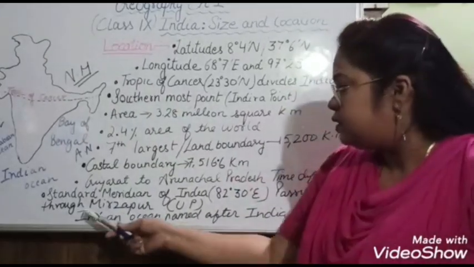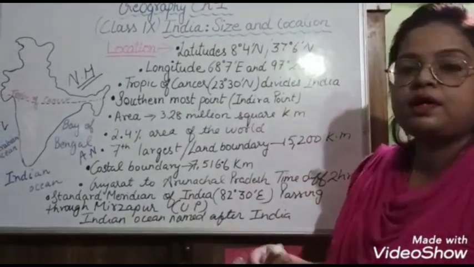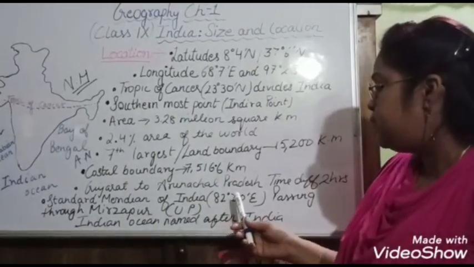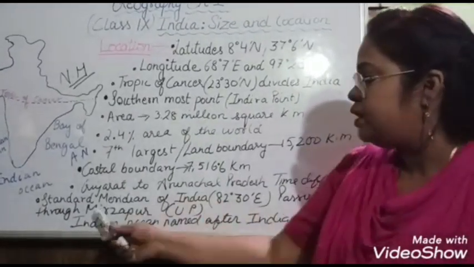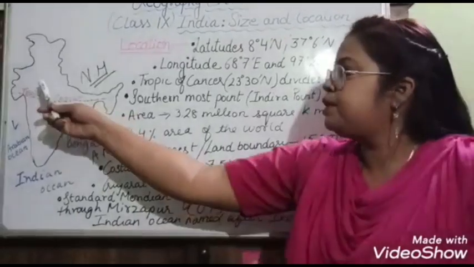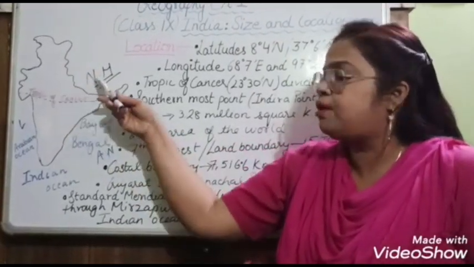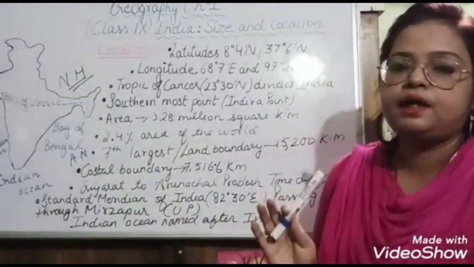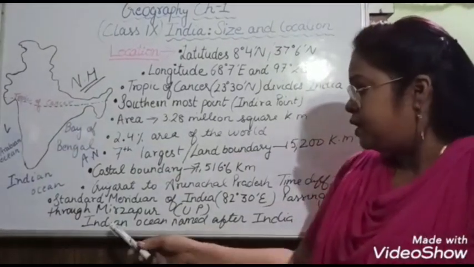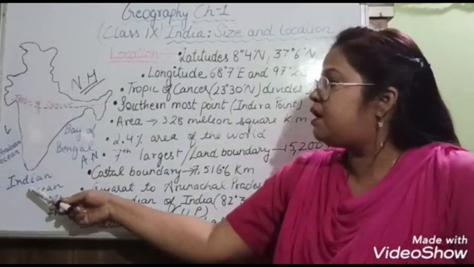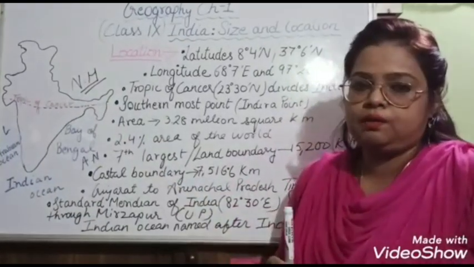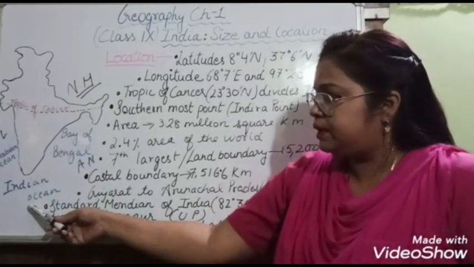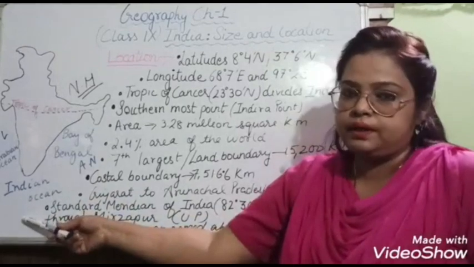Now there is the standard meridian of India. What is the standard time of India? It is 82 degree 30 east, passing through Mirzapur, UP. That is the meridian that crosses Mirzapur UP, and we follow that meridian as the standard time of India. The Indian Ocean is named after our country. It is the only ocean in the world that is named after a country, that is India. It lies at the tip of our continent.